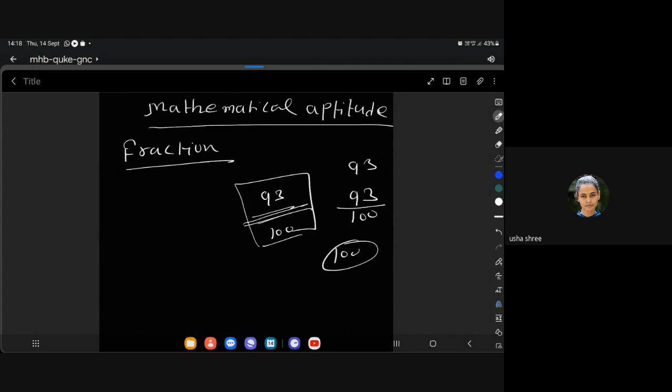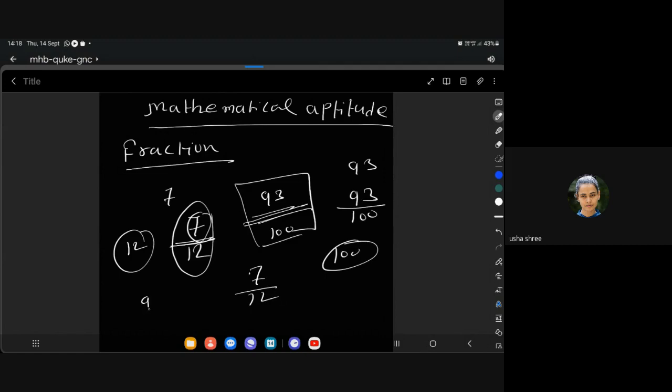Or suppose there are 12 apples. Out of 12 apples, someone has given me 7 apples. If I write it in fraction, how many apples has he given me? 7 out of 12. So this is not a full number. Even 7 is not a full number here if you compare it with the full entity, that is 12. So out of 12, it is 7.